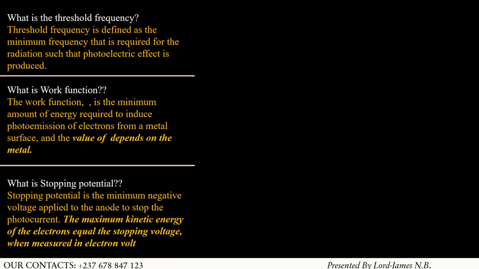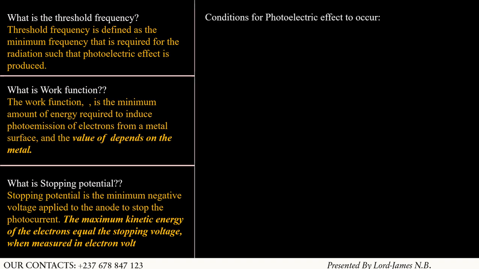Next, what is the stopping potential? The stopping potential is the minimum negative voltage applied to the anode to stop photocurrent. The maximum kinetic energy of electrons is equal to the stopping potential, and it is measured in electron volts.